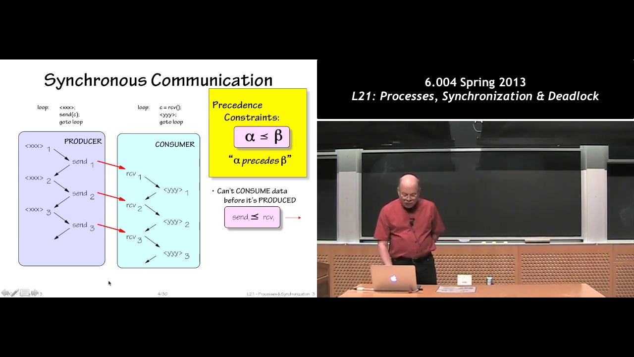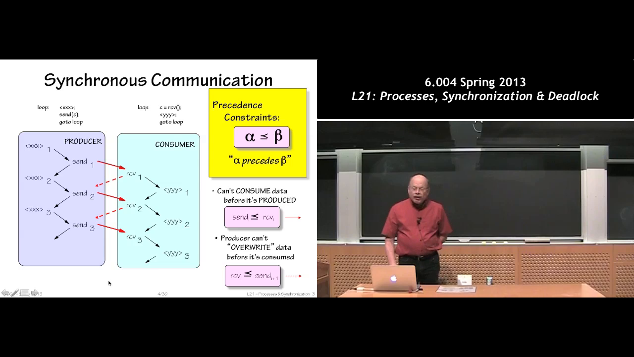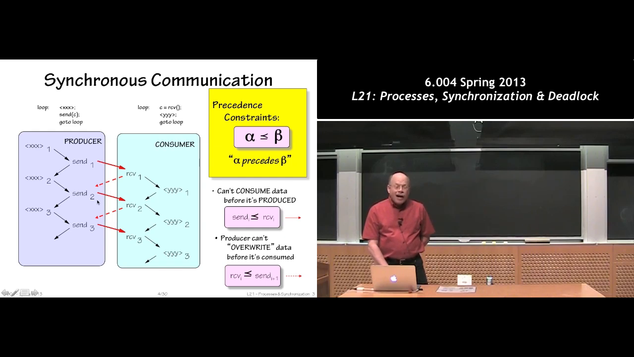There's a second relationship that we might want to ensure in the case where we can only transmit a single character at a time. We have a very thin wire that goes between them. I can send you one character, but I'm not allowed to send anything more until you've consumed the first character. And so we might also want to introduce the precedence constraint that the second send has to wait until the first receive happens.